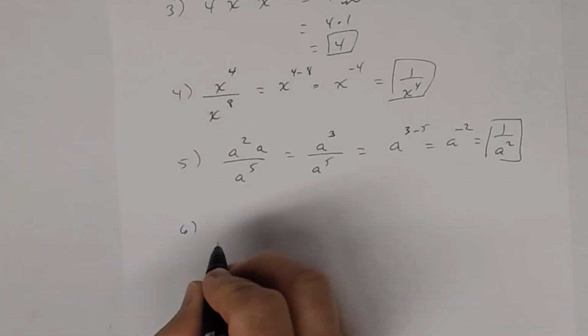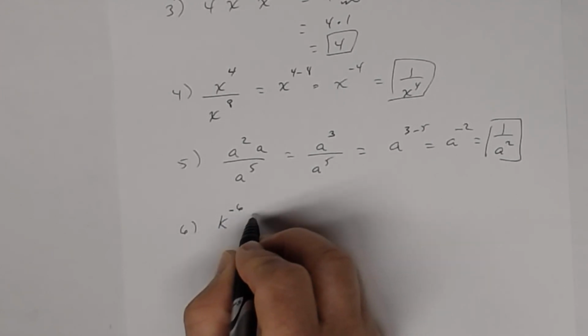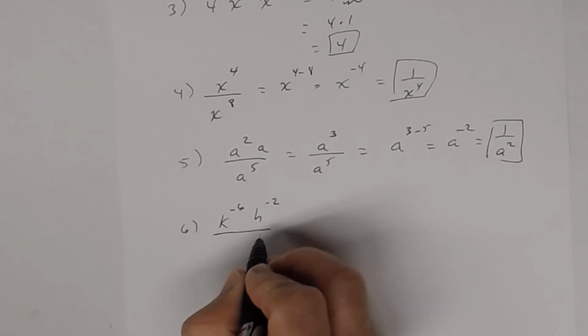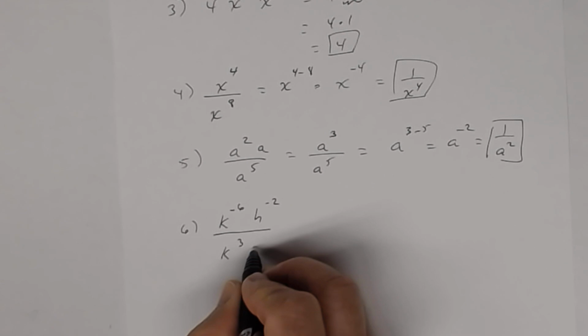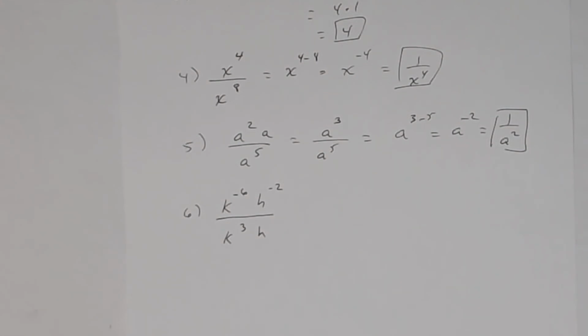Number 6, what if in number 6 you had k to the negative 6 h to the negative second power divided by, let's say, k to the third times, let's say, h. All right. Okay, so there are a lot of negatives in there. So don't let that throw you off. So think about what we've done in the past.